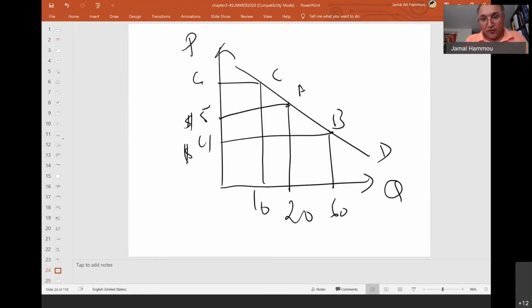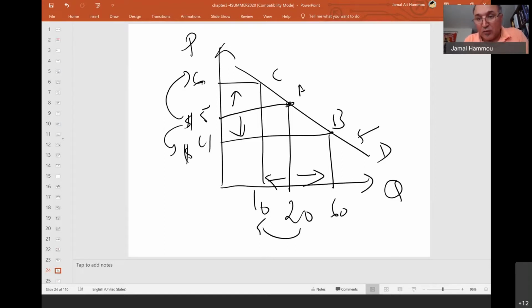The law of demand says first, there is a negative relationship between the price and quantity. It means if the price goes up, from 5 to 6, the quantity goes in the opposite direction, from 20 to 10. So the price went up from 5 to 6, the quantity went down from 20 to 10. If the price goes down from 5 to 4, the quantity demanded goes up. Also, we can say the graph has a negative slope. If I calculate the slope for this, it will be negative.